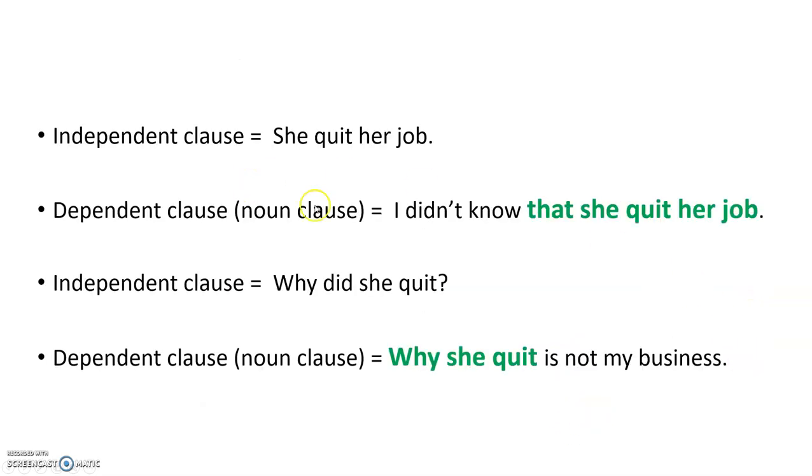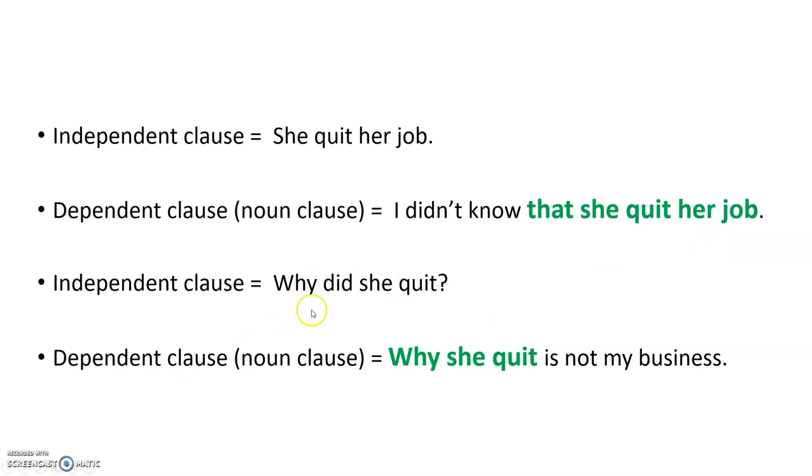So on this slide, I start with just a simple little sentence like "she quit her job," and then I change it into a noun clause. "I didn't know that she quit her job." So you can see that I added the word "that," and the rest of it's the same. And maybe you can also notice that all of this is an object for the verb "know." So we have subject, verb, object. The whole clause is the object.